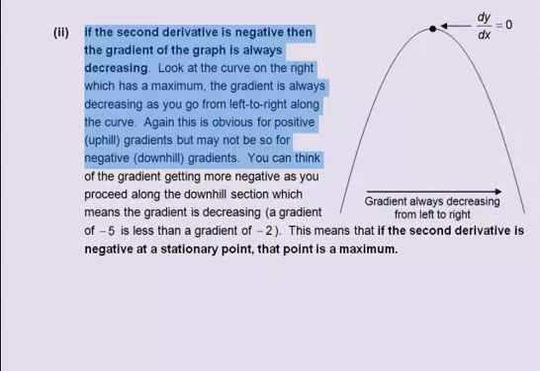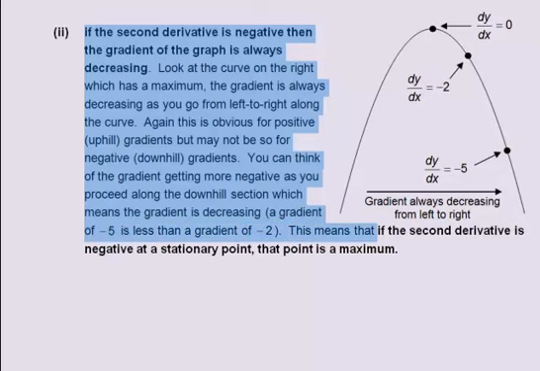You can think of the gradient getting more negative as you proceed along the downhill section, which means the gradient is decreasing. A gradient of -5 is less than a gradient of -2. This means that if the second derivative is negative at a stationary point, that point is a maximum.